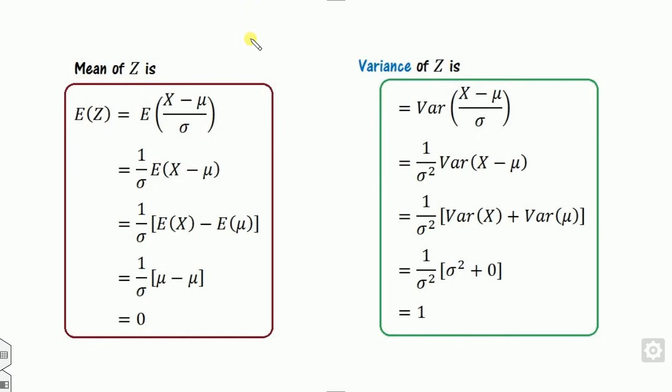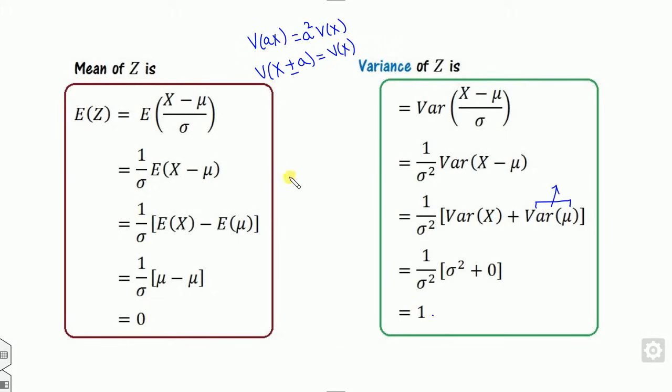Similarly, you can calculate the variance. All of you know that the variance of aX is a square times the variance of x, and the variance of x plus a or minus a is the same as that of x. So 1 by sigma is outside. Now look, this is a constant quantity, and the variance of a constant is 0, so we get 1.